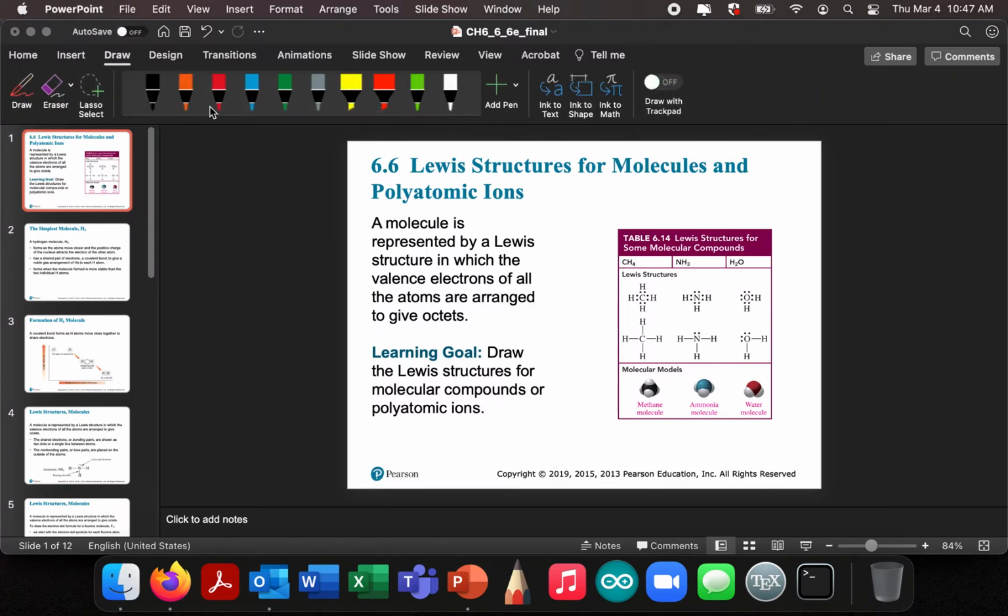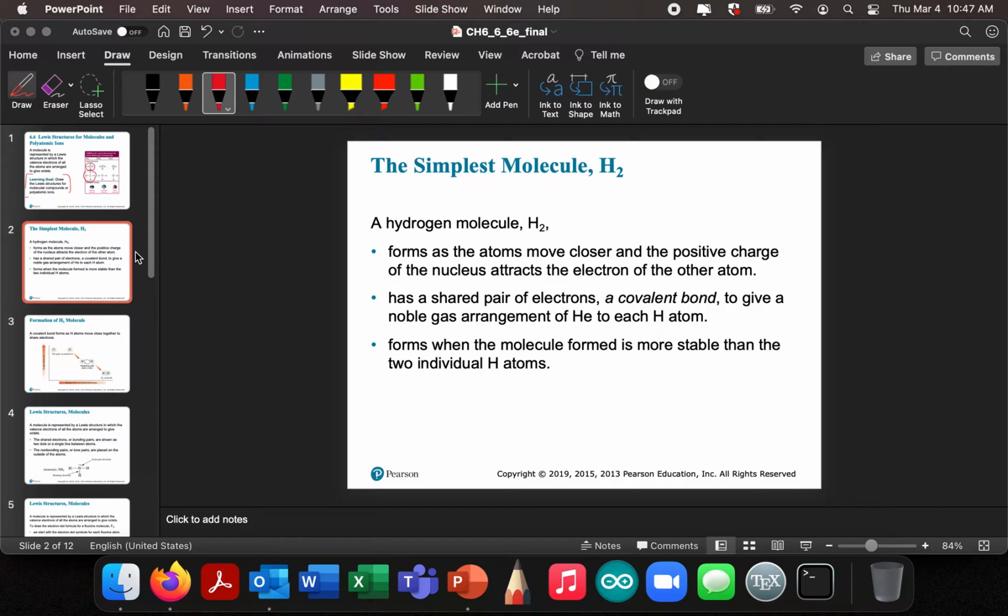So let's go here, grab a marker, and say our learning goal for this section is to draw the Lewis structures for molecular compounds or polyatomic ions, right? So a Lewis structure is, here's a picture of a Lewis structure, here's another picture of a Lewis structure, right? And it gives us how atoms are bonded to each other, tells us a lot about it. So the simplest molecule, we'll start with this one, is H2.